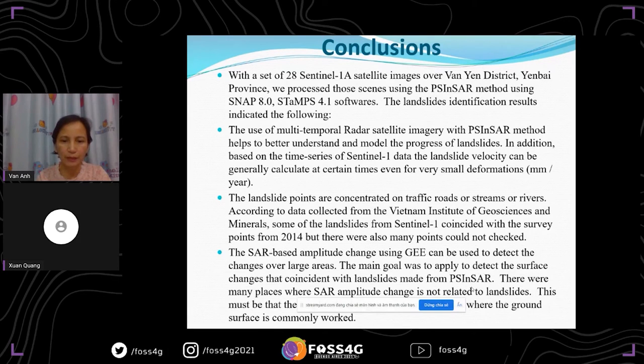This must be because of seasonal change, maybe like cropland or something like this. So in the future, we think we have to do field work to check for validation, and also to improve the code for Google Earth Engine to make more accurate results.